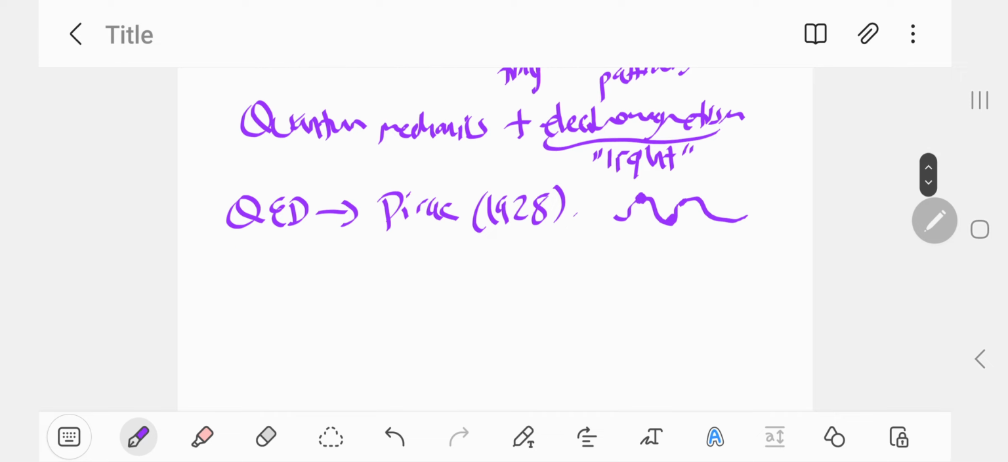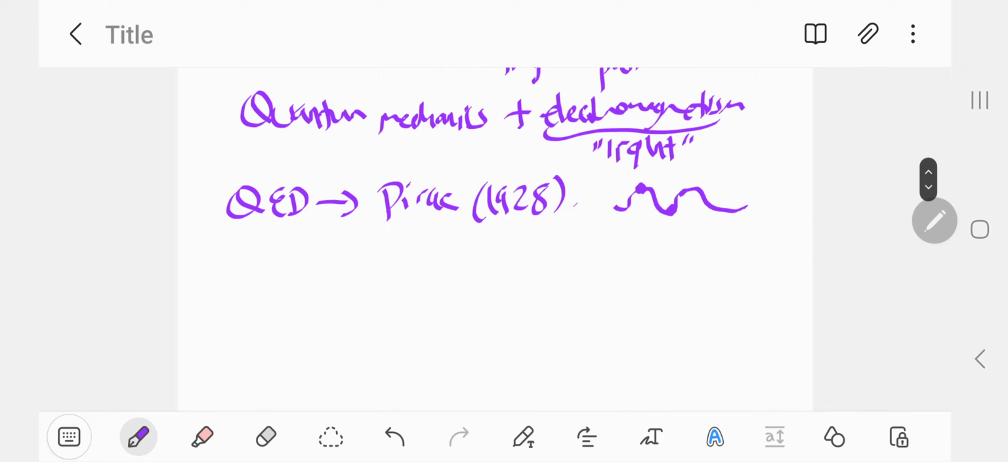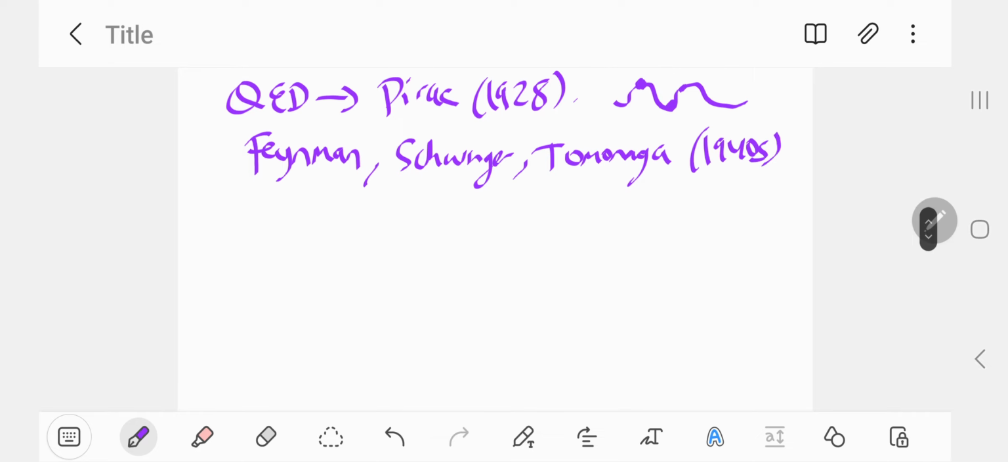and its properties. It was then later refined and completed by these great men: Richard Feynman, world-renowned physicist, Julian Schwinger, and Shinichiro Tomonaga, in the late 1940s. And these three men won the Nobel Prize for their work on quantum electrodynamics in the 1960s.